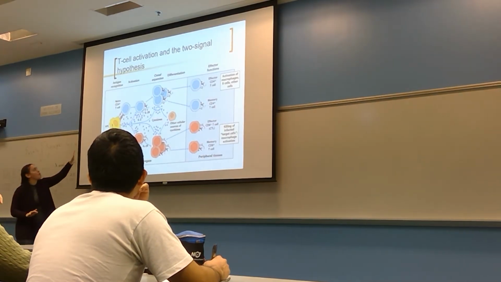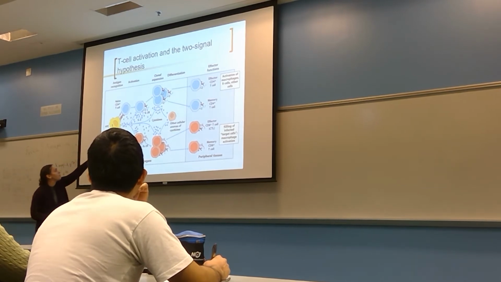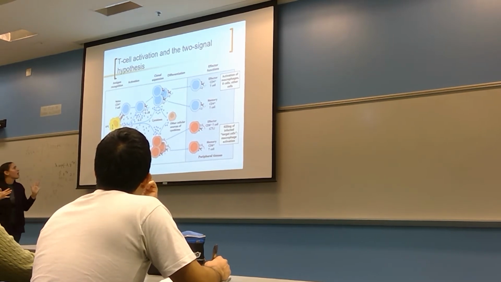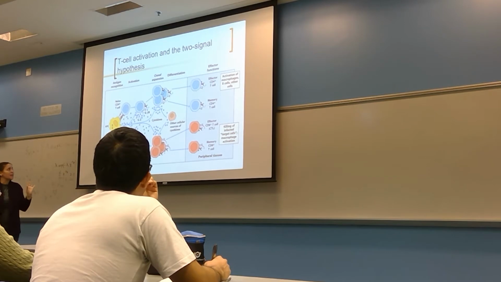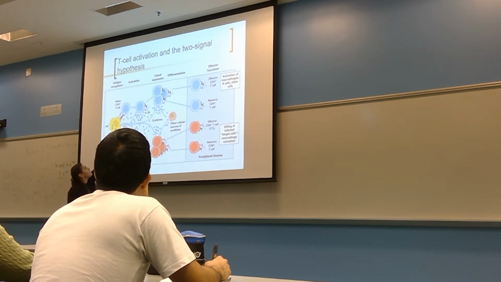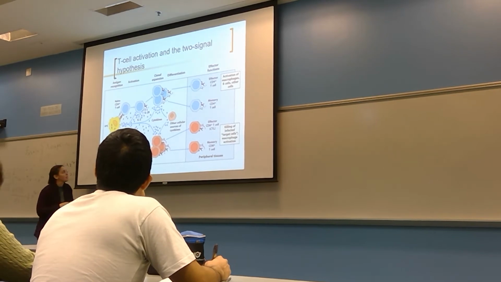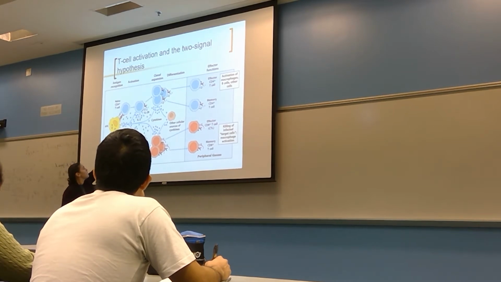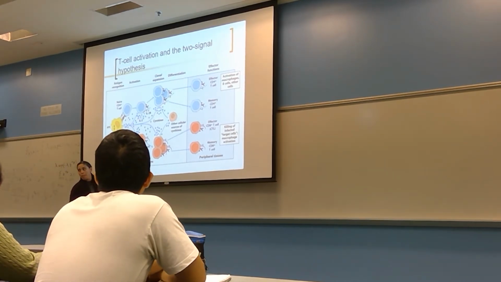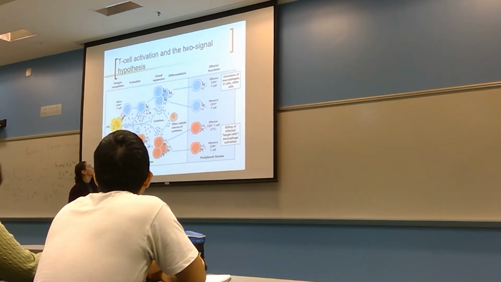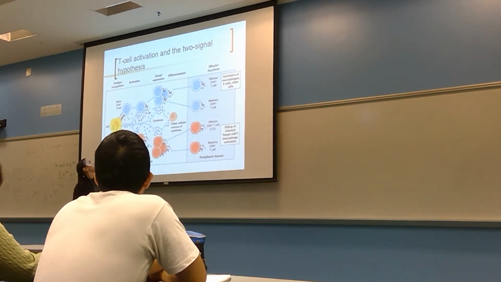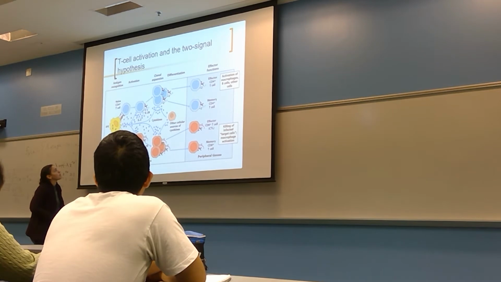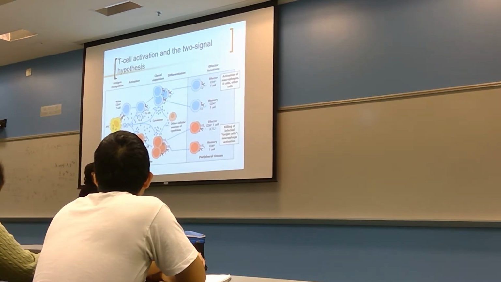This is a picture of your naive T cells, both CD4 and CD8, so we're talking about the normal subset. We're going to go into a lot of detail about each of these steps. Step one is the TCR and MHC interactions. Step two are the co-receptors, B7, which is going to be on the antigen presenting cell, and CD28, which is going to be on the T cell. And the third and final is your cytokine release.